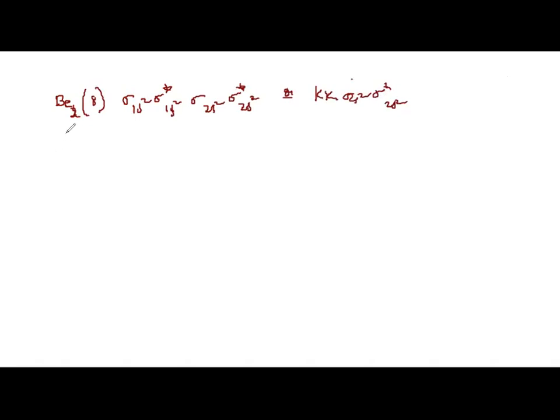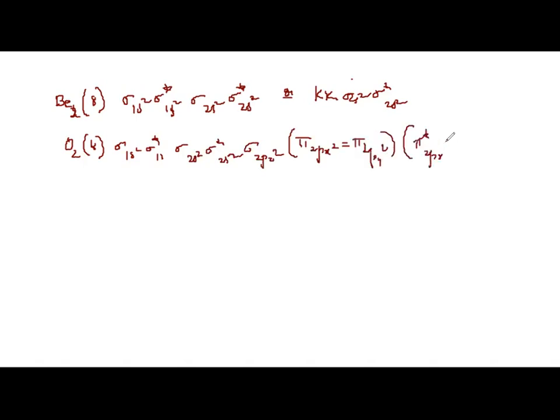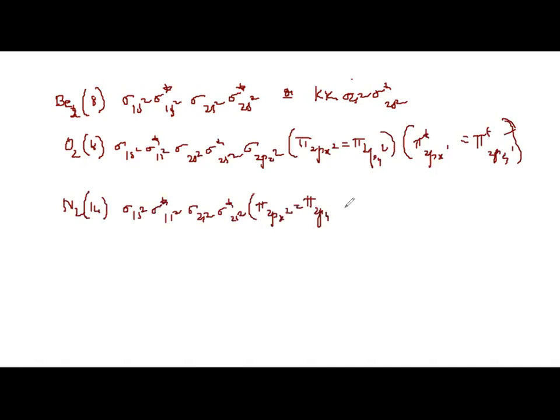Then they have said oxygen. O2, 16 electrons: sigma 1s2, sigma star 1s2, or I can write KK shell. Sigma 2s2, sigma star 2s2, sigma 2pz2, pi 2px2 equal to pi 2py2, pi star 2px1 equal to pi star 2py1. Okay, this is the correct configuration for O2. N2 is 14: sigma 1s2, sigma star 1s2, sigma 2s2, sigma star 2s2, pi 2px2 equal to pi 2py2, sigma 2pz2. 2, 4, 6, 8, 10, 12, 14.